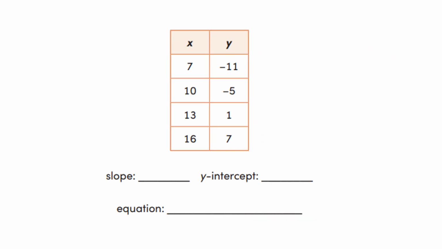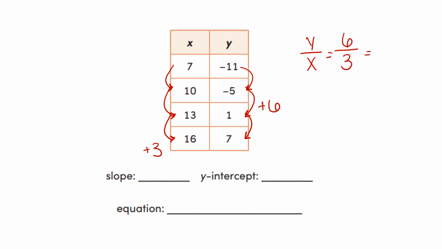For our next problem, we are counting our pattern. 7, 10, 13, and 16 is a +3 pattern. On our y-axis, -11, -5, 1, and 7 is a pattern of +6. We set up the fraction y over x, 6 divided by 3, and 6 divided by 3 is 2. So our slope is going to be 2, which is the first part of our equation, y equals 2x.